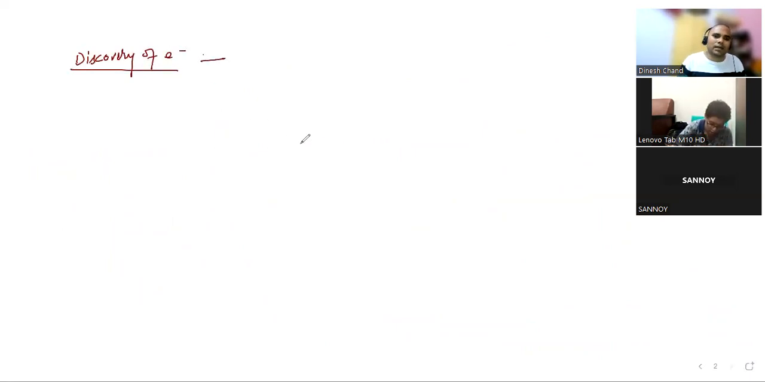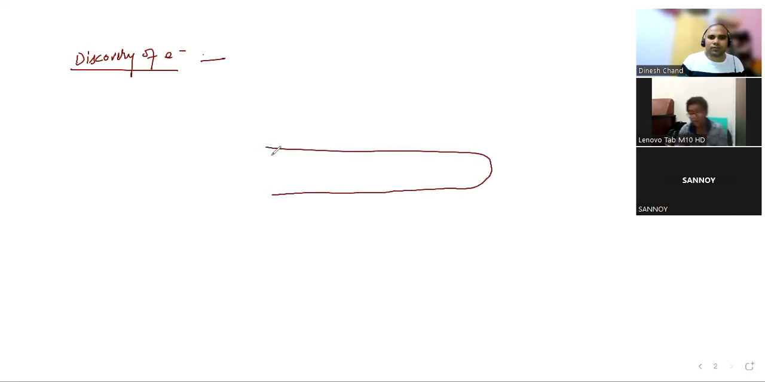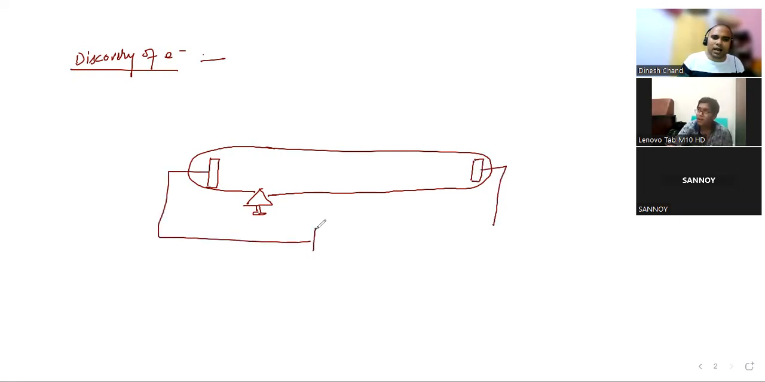Okay. What J.J. Thomson did, he took a glass discharge tube and filled it with gas at very low pressure. On both sides he placed electrodes, which are oppositely charged, and these electrodes are connected with a high voltage battery.